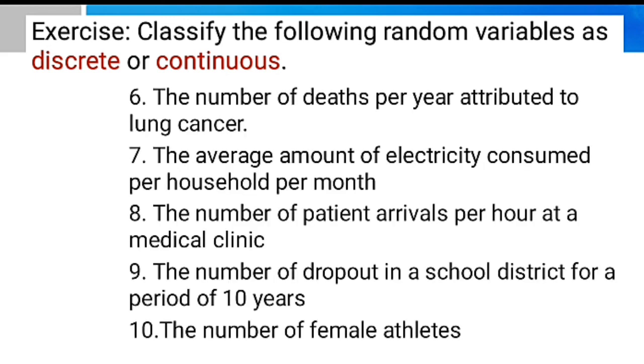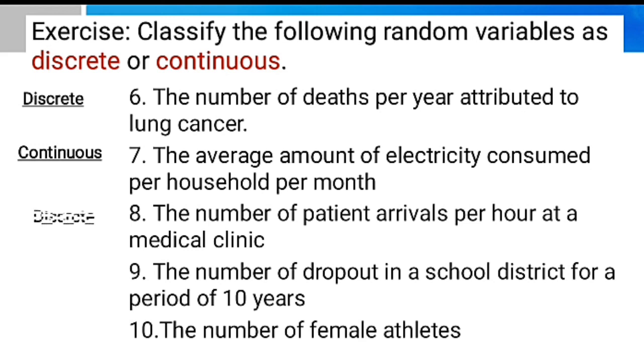The number of deaths per year attributed to lung cancer. So that is discrete. Since we can count the number of deaths, we can count if it is 5, 6, 7, 8, or 9. Then the other one is the average amount of electricity consumed per household per month. Okay, so that is continuous. Then number 8 is the number of patient arrivals per hour at a medical clinic. So how many patients arrive? It's either 5, 3, 4, depending on the situation.